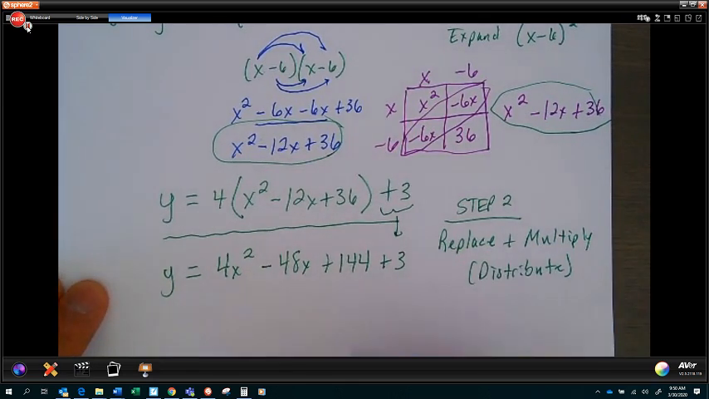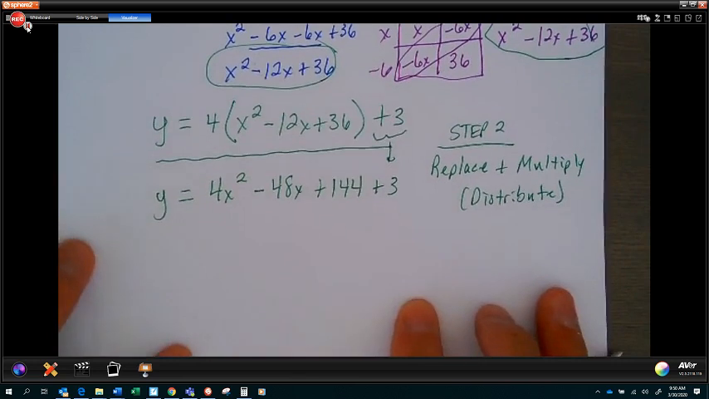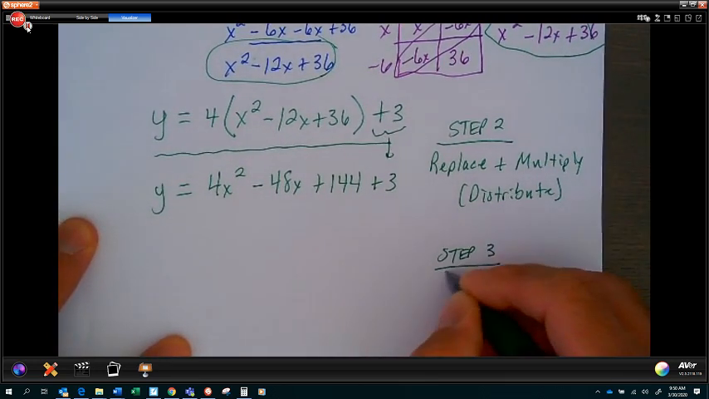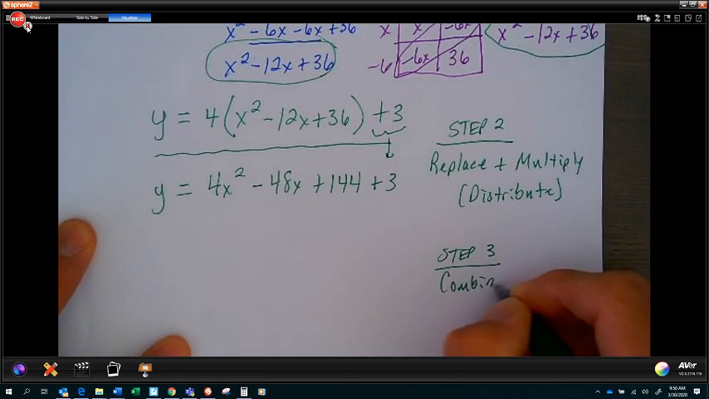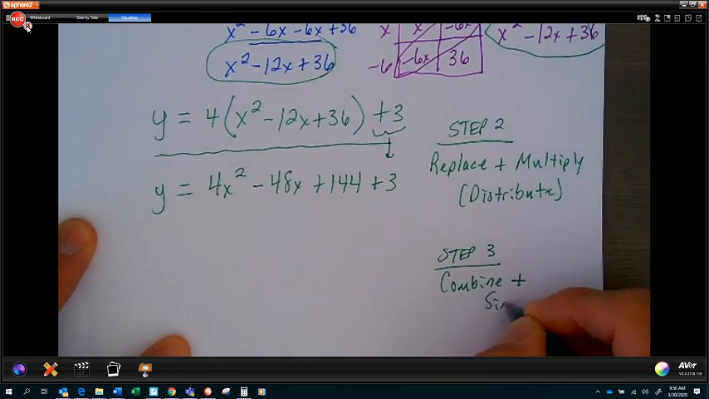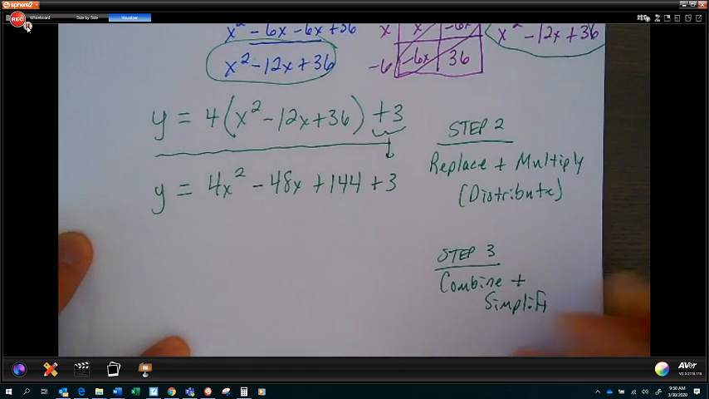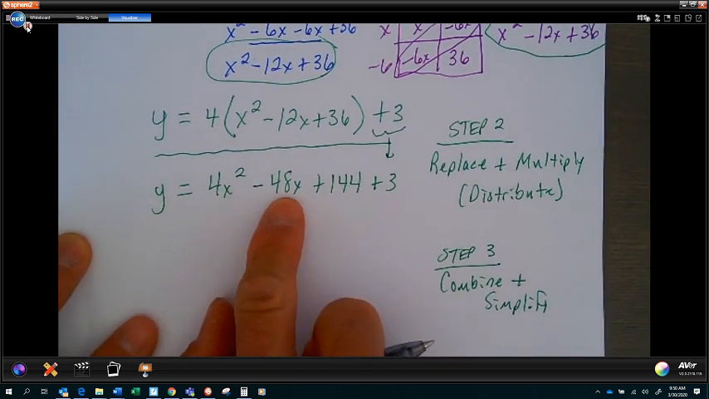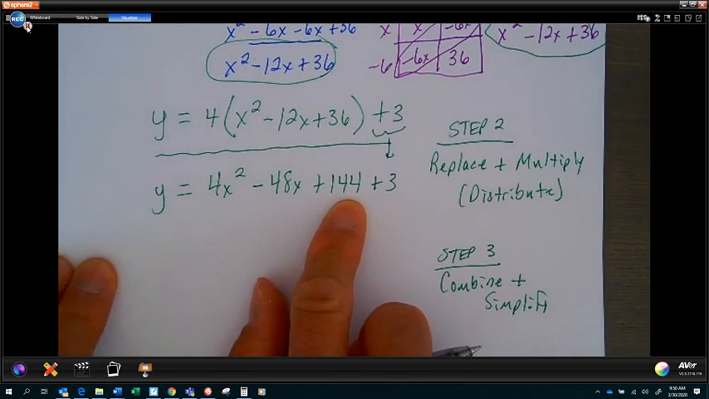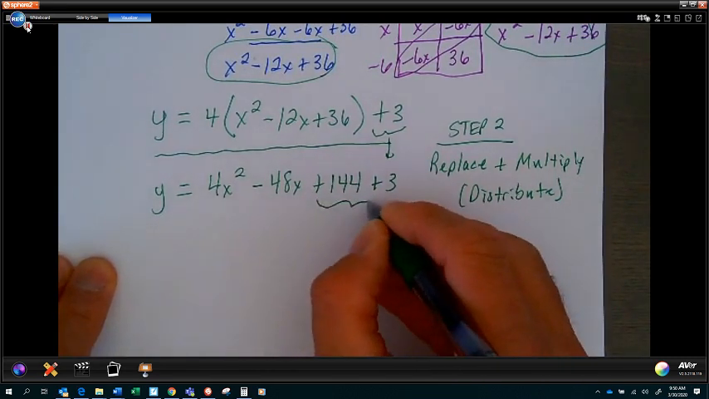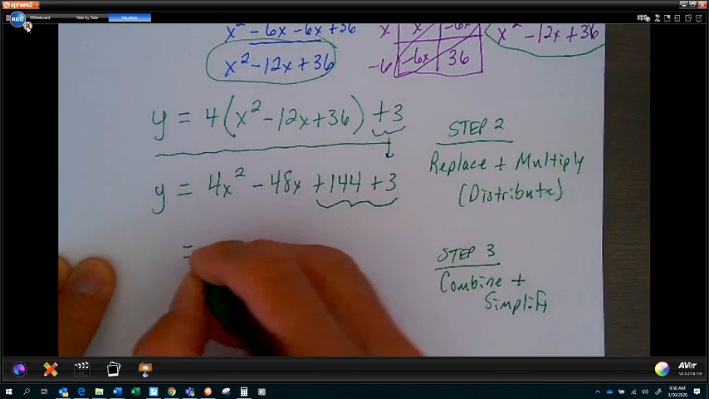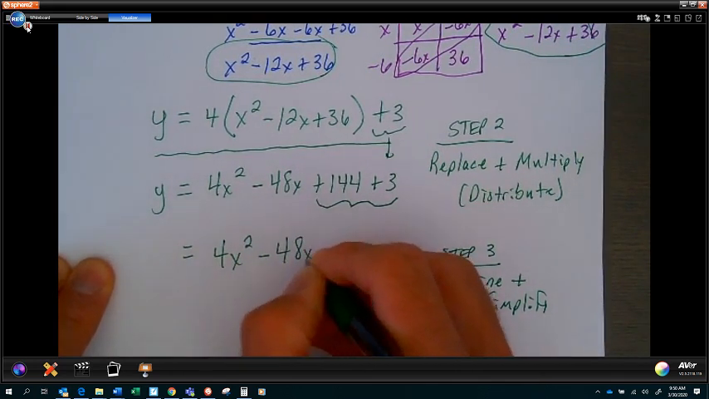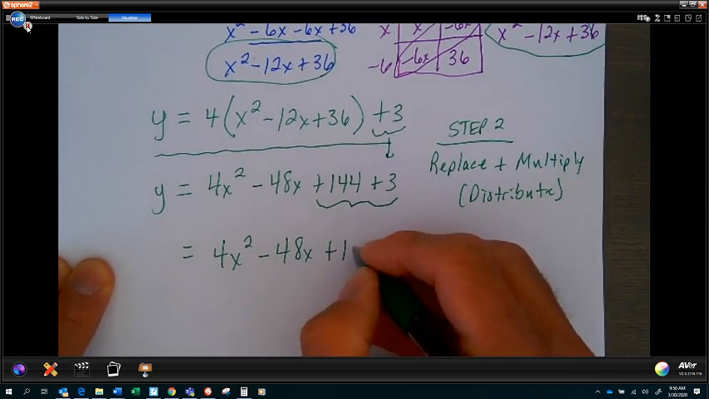At this point, my next step, step number 3, is going to be to combine my like terms. Combine and simplify. To do that, 4x squared has no other partner. The negative 48x has no other x. So all I really need to do is combine these two terms so that I have 4x squared minus 48x plus 147.